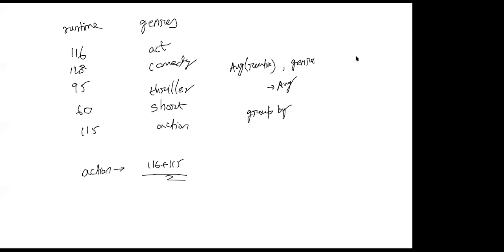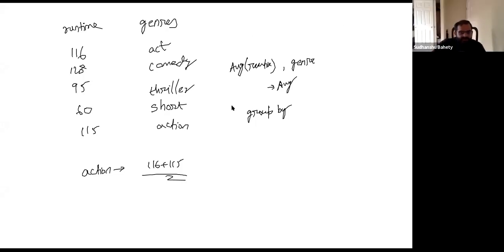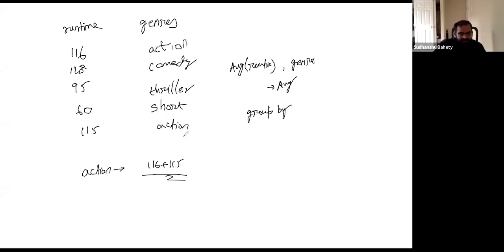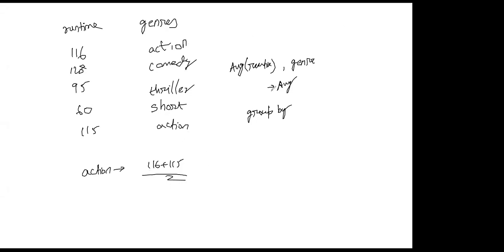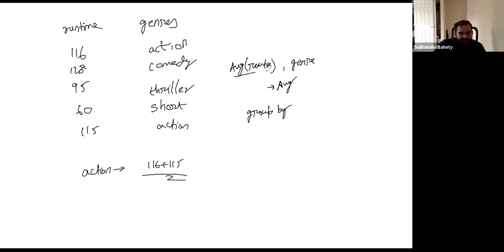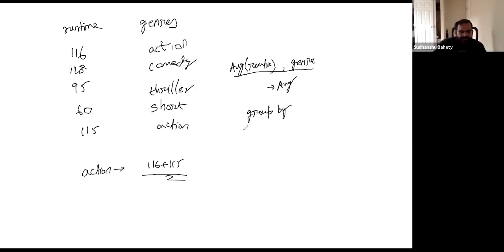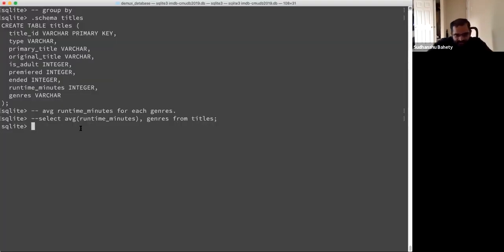Are you sure? But we don't have average runtimes, right? We have only runtimes. Yes, as we mentioned. So what is the average runtime for action? Like 116 plus 115 by 2, right? Yes. So we want this value, right? Yes, sir. So this won't work. You agree with this, right? Yes, sir. So I'm coming to the point, we can make this work using the group by. I will come to this later quickly. So this won't work. It just gives you a random output.